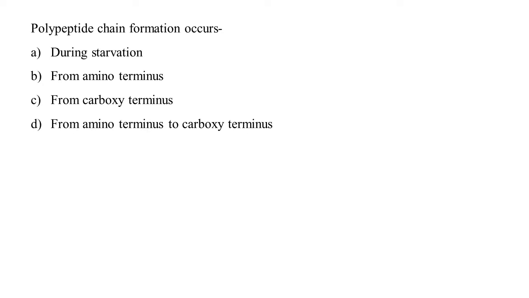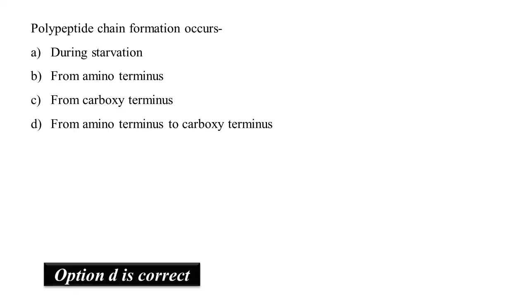Polypeptide chain formation occurs at the ribosomes, where the messenger RNA is read in the 5' to 3' direction, and one should remember that polypeptide synthesis always occurs from the amino terminus to the carboxy terminus, from N terminal to C terminal. Hence, option D has to be the correct answer.